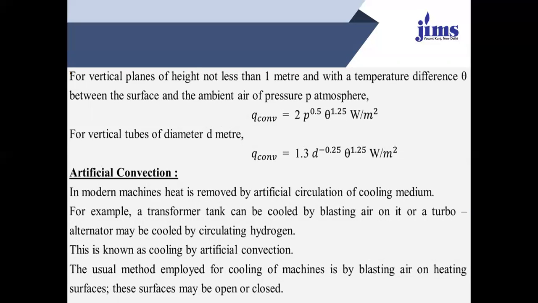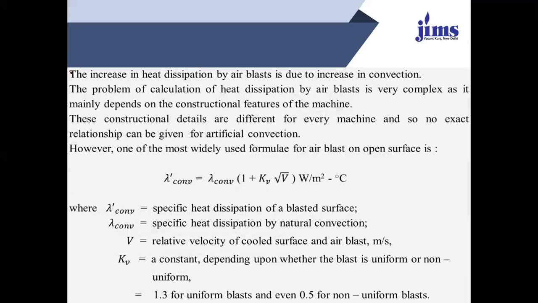Next will be the artificial convection. In modern machines, heat is removed by artificial circulation of cooling medium. For example, a transformer tank can be cooled by blasting air on it, or a turbo alternator may be cooled by circulating hydrogen. This process is known as cooling by artificial convection. The usual method employed for cooling of machines is by blasting air on heating surfaces. These surfaces may be open or closed. The increase in heat dissipation by air blast is due to increase in convection.